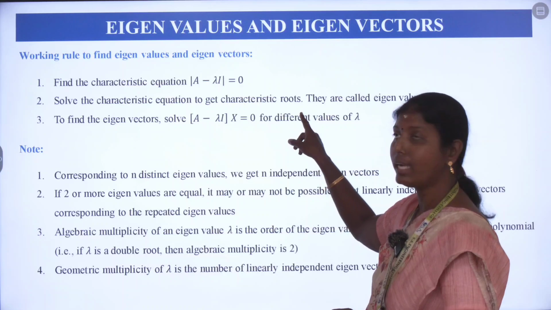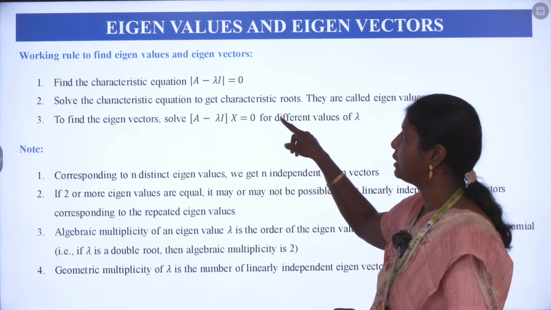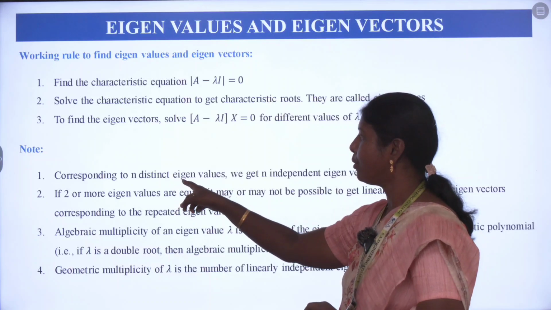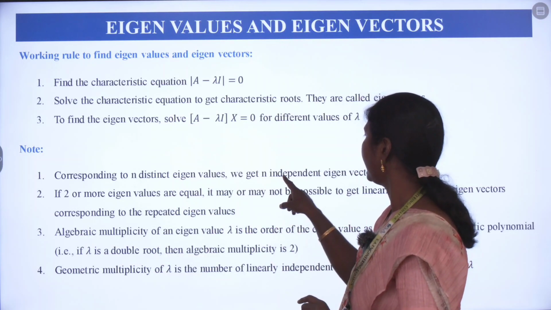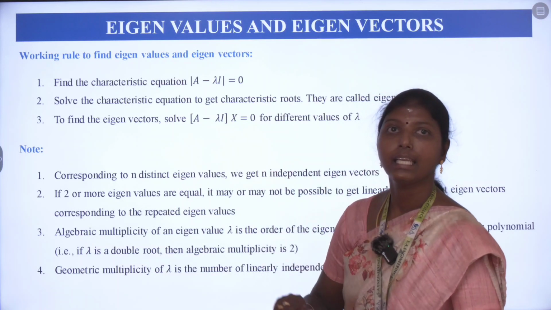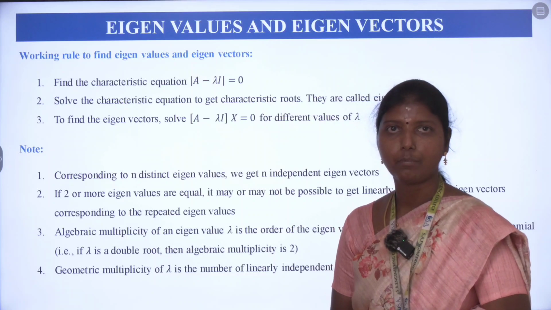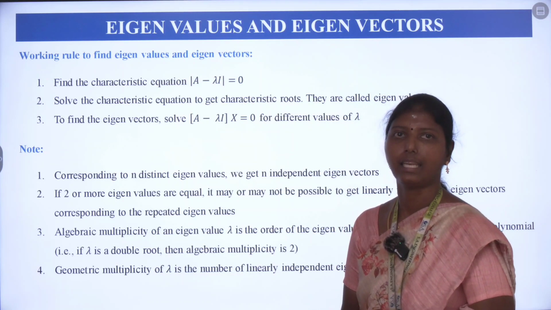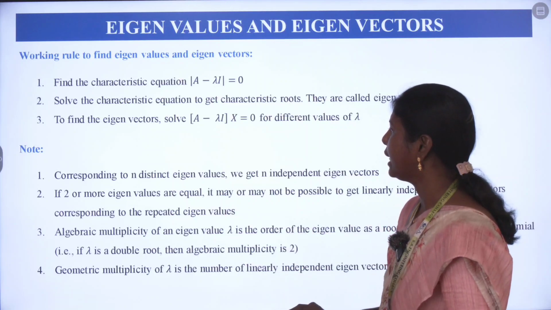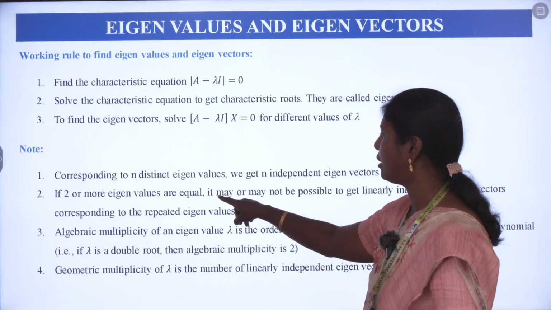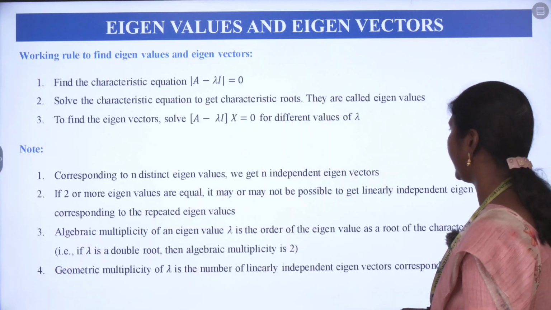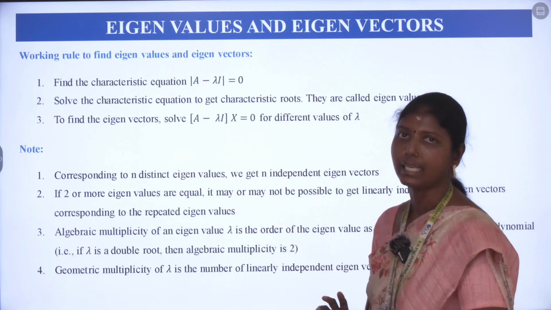for different values of lambda. So this is your working rule for eigenvalues. Note, corresponding to n distinct eigenvalues, we get n independent eigenvectors. That is, if the given matrix is a 3 by 3 matrix, we have 3 eigenvalues and the corresponding eigenvectors are 3. Second, if 2 or more eigenvalues are equal, it may or may not be possible to get linearly independent eigenvectors corresponding to the repeated eigenvalues.